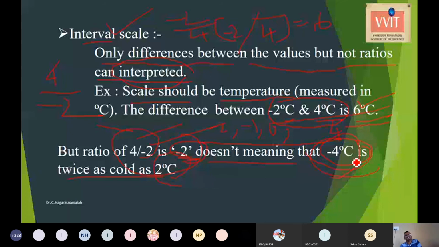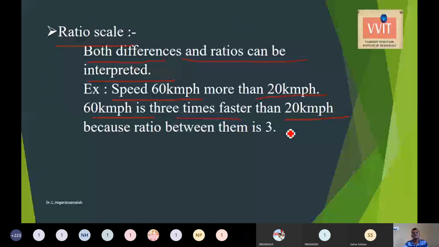This is the important technique that you have to use in the ratio scale also. Here we are defining the ratio scale. Both the differences and the ratios can be interpreted. Speed of 60 kilometers per hour is 3 times faster than 20 kilometers per hour. The difference is equal to 40 kilometers per hour, the difference is measured, and the ratio is also measured. Ratio is equal to 3. That is the importance of the ratio scale.